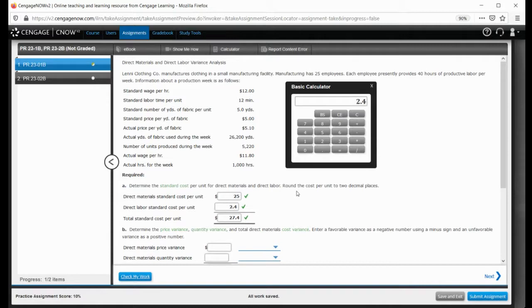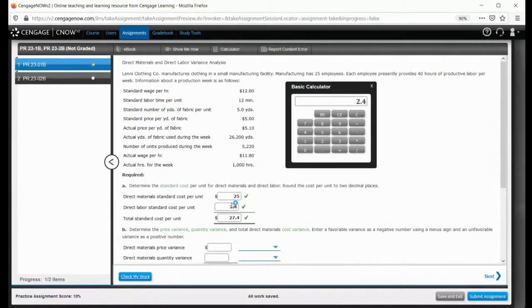Yes, I'm hearing a question here. Go ahead. Does someone have a question? I think somebody might have accidentally raised their hand. Hi, yes. Can you explain how to get the direct labor standard cost per unit again? Because something happened with my computer and I couldn't really hear it.